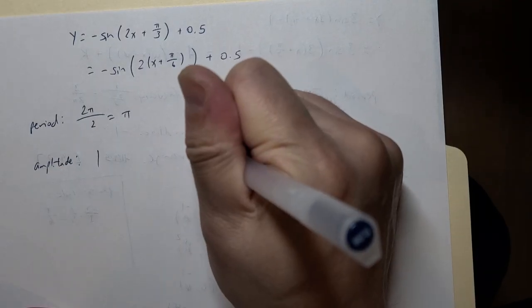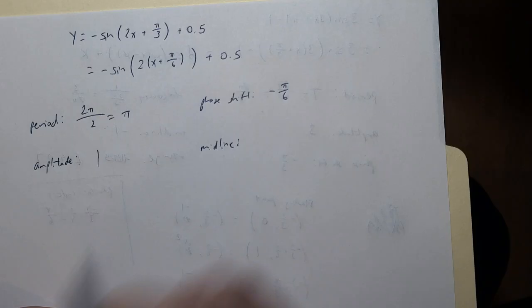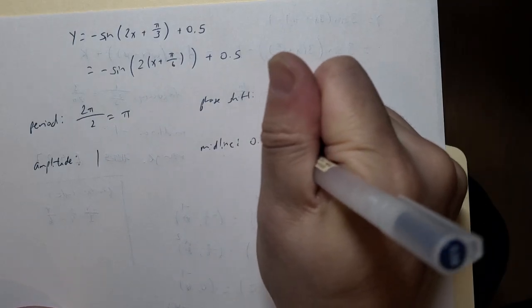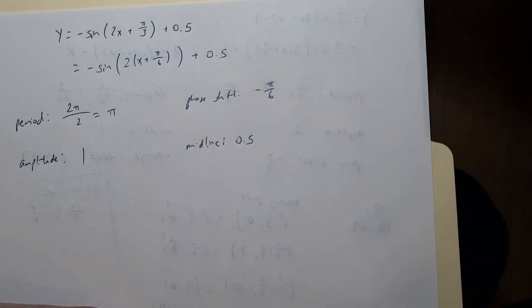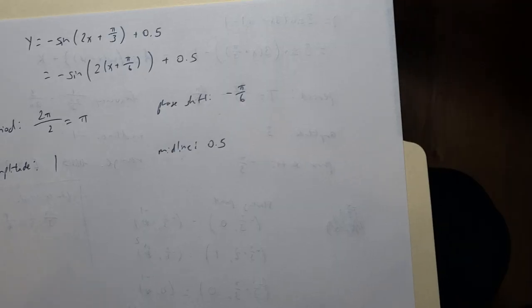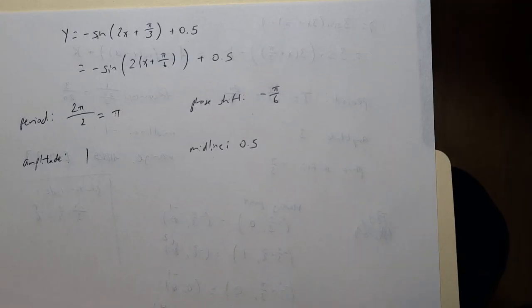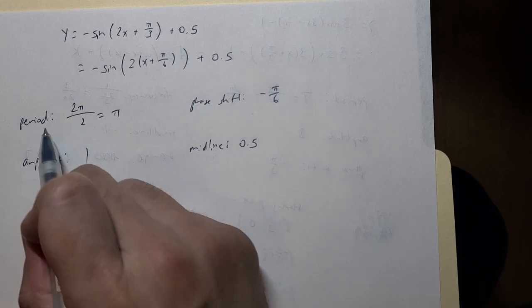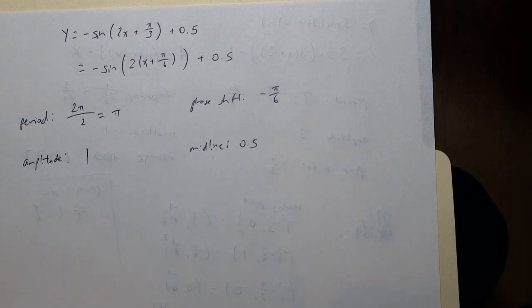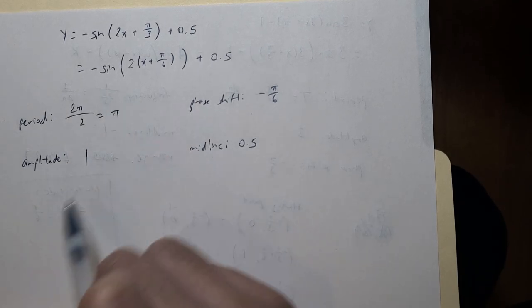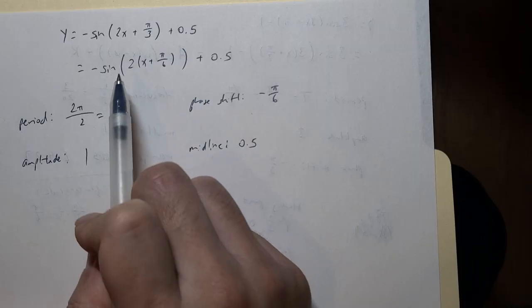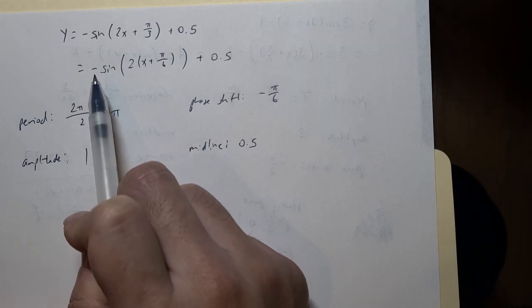Okay. What's the midline? It is 0.5. Right there. Okay. Am I missing any parameter? There's frequency. It's just 1 over pi. I'm not going to write that though, okay? We don't need that for the purpose of graphing. Okay. So there is a vertical reflection though.